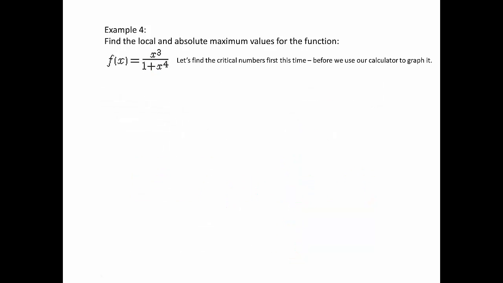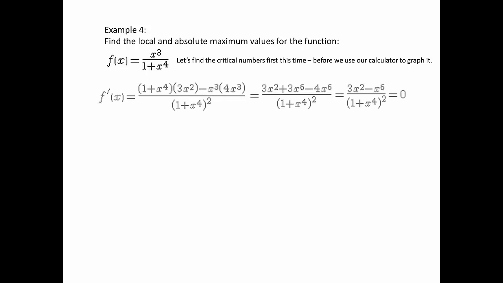Example 4. Find the local and absolute maximum values for this function. This time let's do it without the graph. We've been using the graph to help us find if they're local maximums or minimums, to help us know what we're looking for in the first place. But let's just do the calculus blind. So when we take the derivative, this one's kind of ugly because we have the quotient rule. The quotient rule is not my favorite, but we end up with this lovely equation.